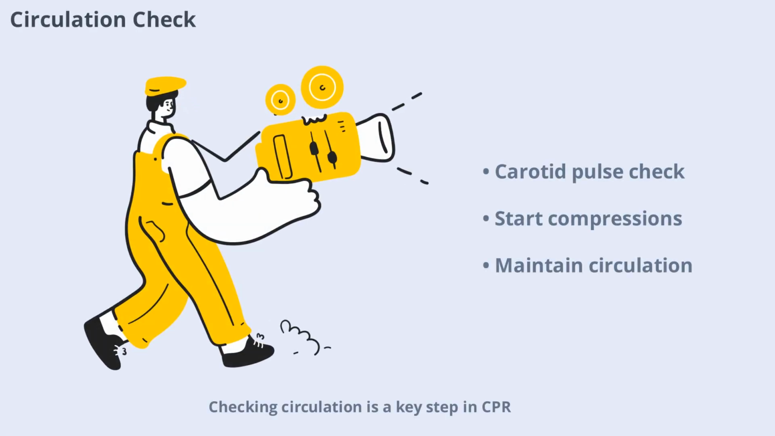Checking circulation is a key step in CPR. The carotid artery is the most easily palpable, located between the trachea and large neck muscles. If no pulse is felt, external cardiac compression should be started immediately to establish circulation. This step is vital for maintaining blood flow to the organs and increasing the chances of survival.